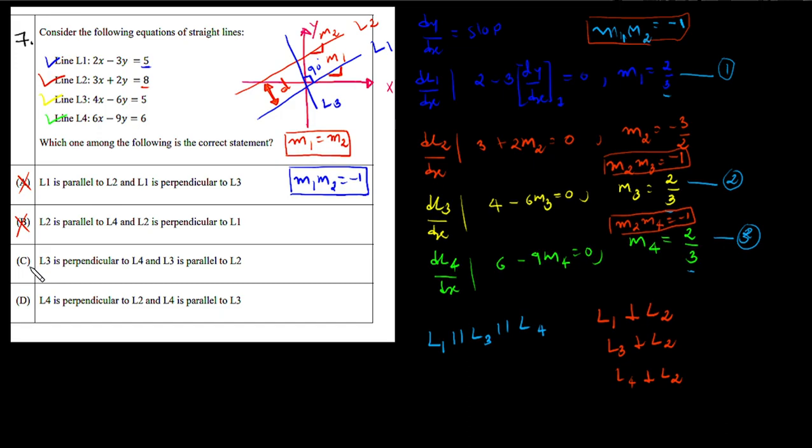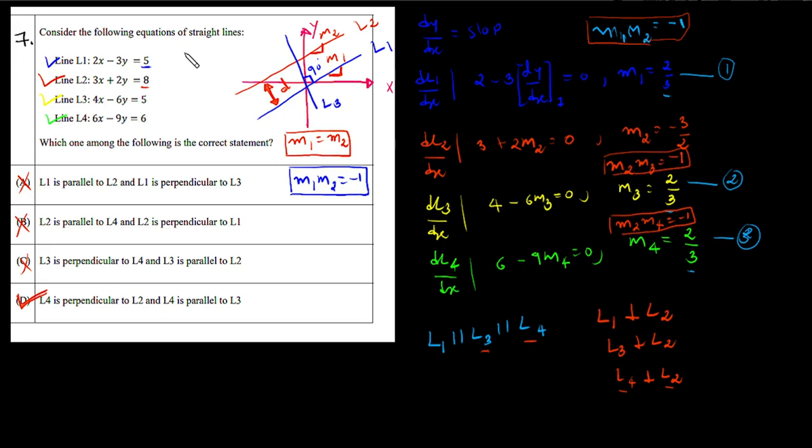Now let's look at option C. Option C says L3 is perpendicular to L4. You can see L3 and L4 are parallel to each other. So we can cancel out option C also. So now the last option is D, and this is of course the correct one. Option D says L4 is perpendicular to L2. You can see here L4 and L2 are perpendicular, and L4 is parallel to L3. Yes, it is also correct. L4 and L3 is perpendicular. So now I can say option D is the correct conclusion about these 4 lines.